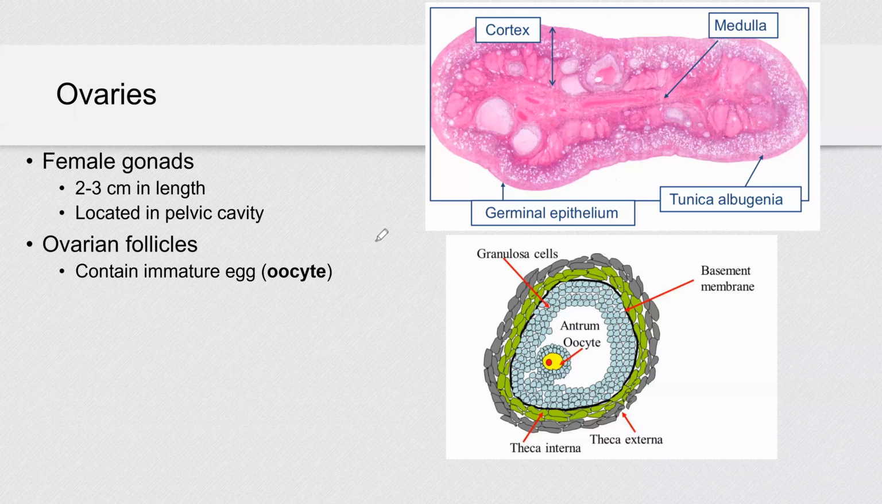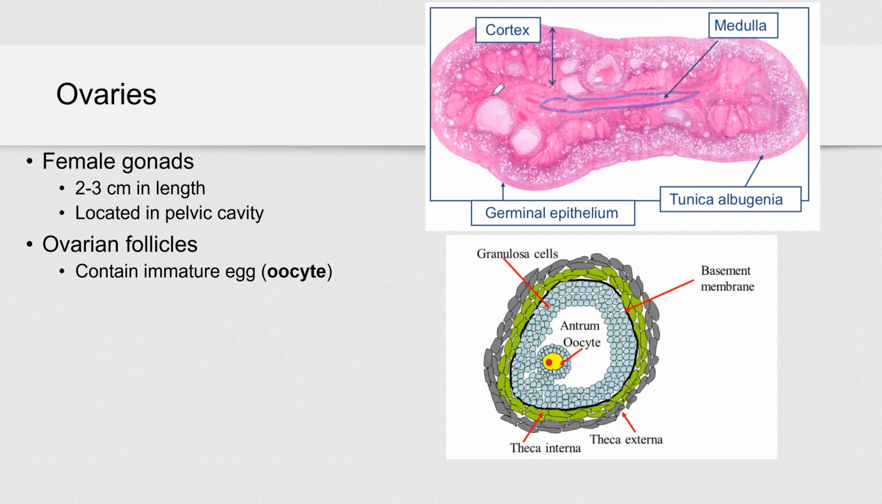So here's a histology slide of the ovary. It has tunica albuginea, that's white connective tissue, and on the most superficial part, we have germinal epithelium over here. So you have germinal epithelium, tunica albuginea. Then ovaries are divided into poorly defined regions, cortex and medulla.